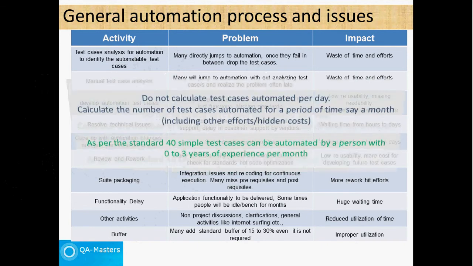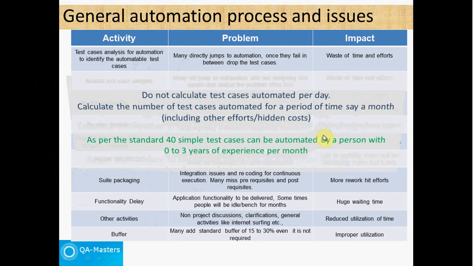So, do not calculate test cases automated per day. Calculate the number of test cases automated for a period of time, say a month, including other efforts or hidden costs. Calculate how many test cases are automated from the day you started the automation. Again, I am reiterating, as per the standard, 40 simple test cases can be automated by a person with 0 to 3 years of experience per month. So, what QA Masters says is, understand the hidden costs that are there in script development.